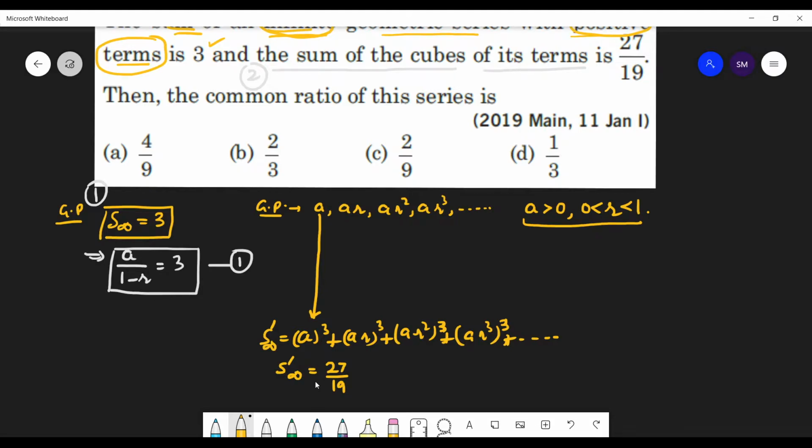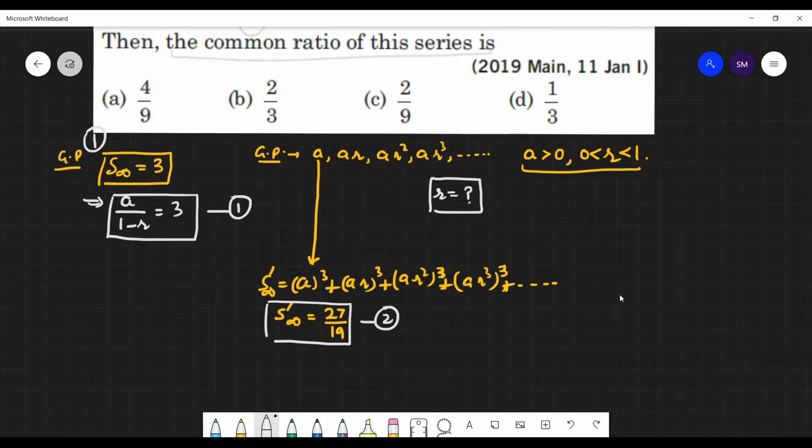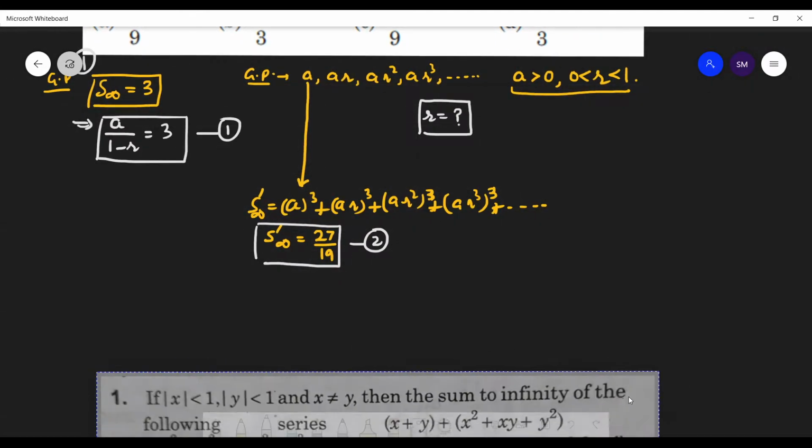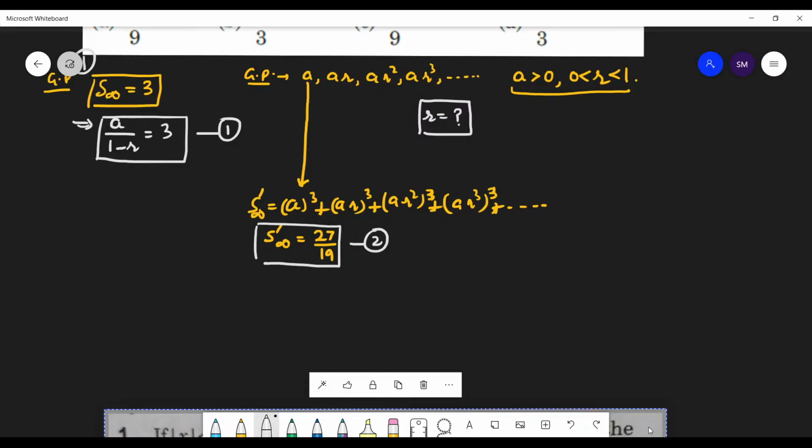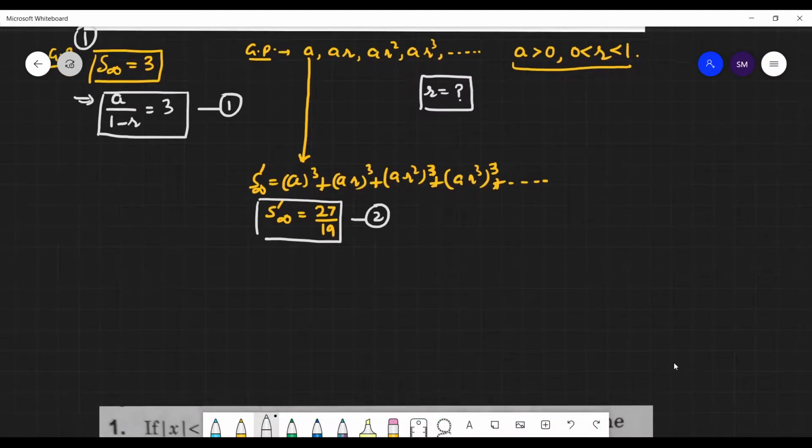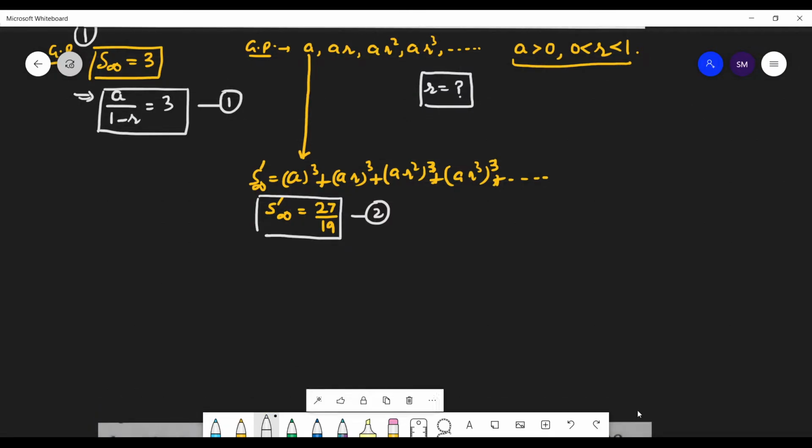Okay? All of you are agreed? Yes, sir. Now, what you need to find? Common ratio. R you have to find. That's your target. So you have this equation and you have this equation. So you have two equations and you have to find R. Okay, students? Yes, sir. Try it out. Just I'm giving you 2 minutes to think your strategy first of all.